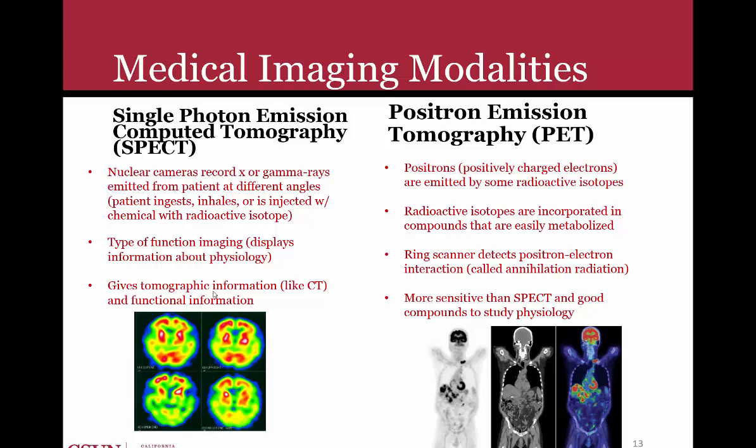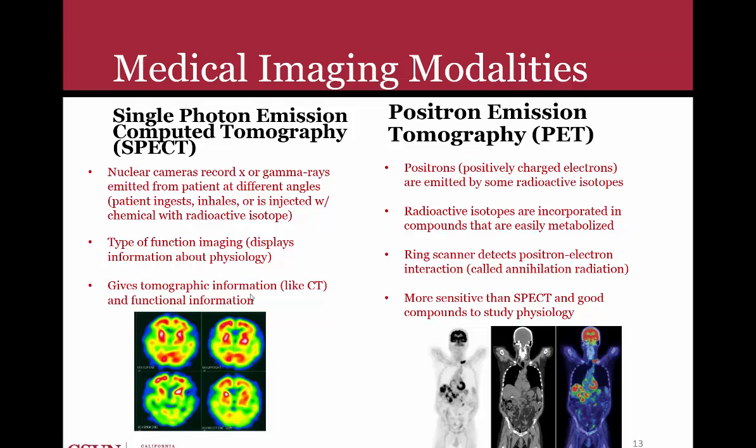So what SPECT does is that once you inject the chemical, that chemical then goes to a specific location, and a process happens, and you're able to image the consumption of glucose, or the reaction of a certain process, because you also have that radioactive isotope that's emitting radiation, so you can see the location of where that's coming from.